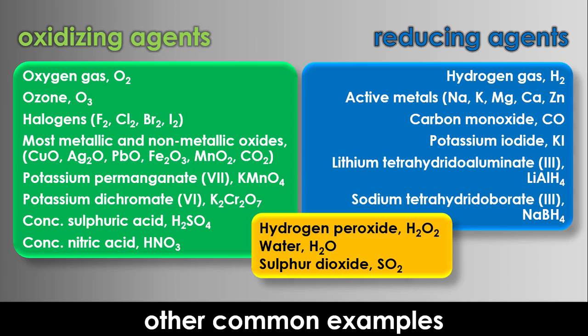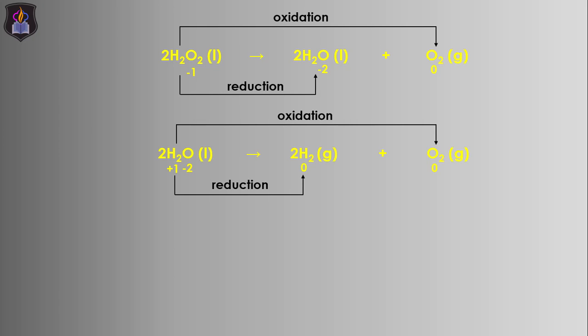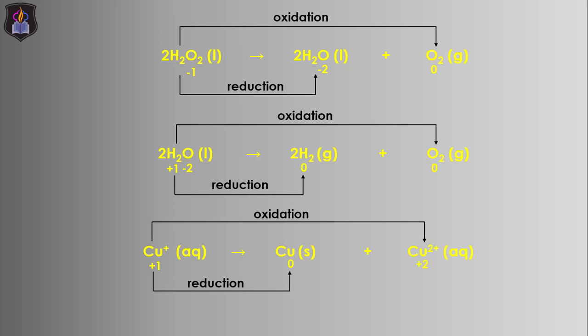Finally, let's consider the following reactions: the decomposition of hydrogen peroxide to water and oxygen, the decomposition of water to hydrogen and oxygen, and the dissolution of a copper 1 salt in water to form a mixture of a solution of the corresponding copper 2 salt and a precipitate of elemental copper. What is common to these redox reactions?